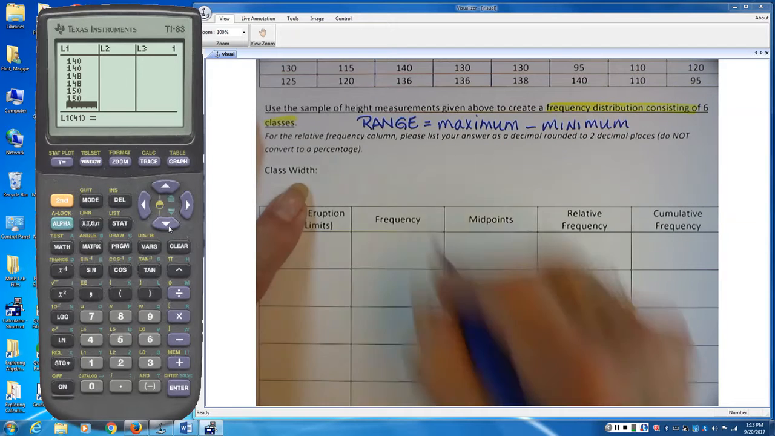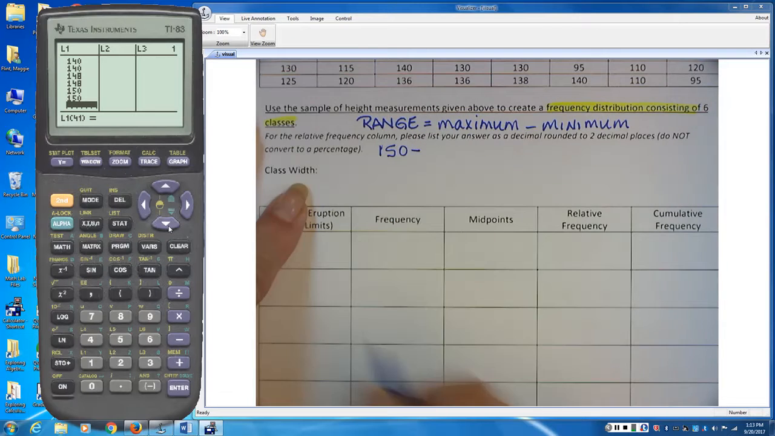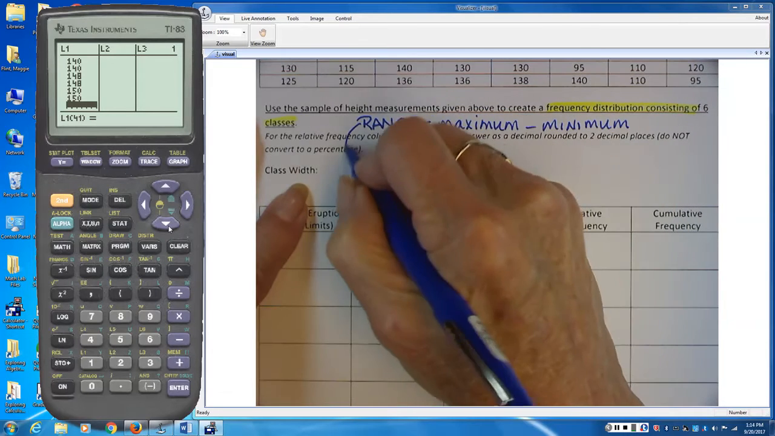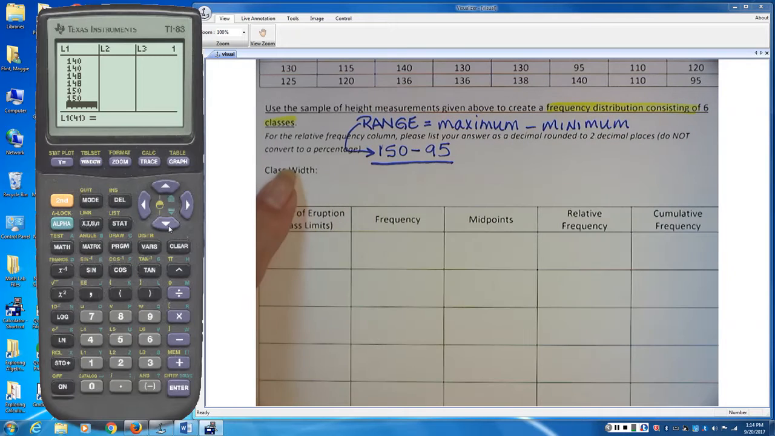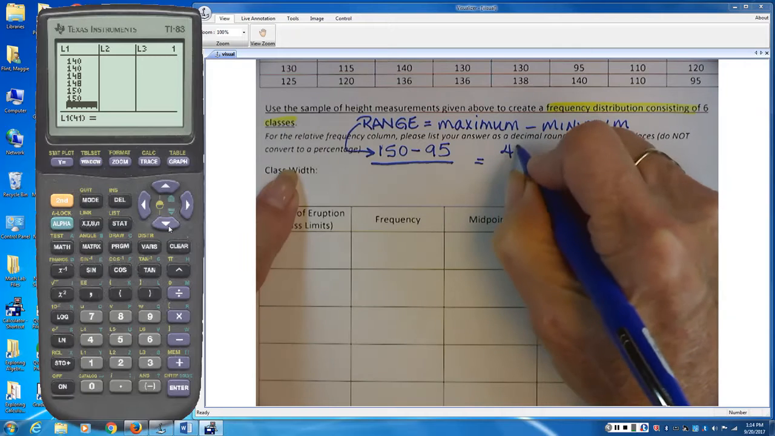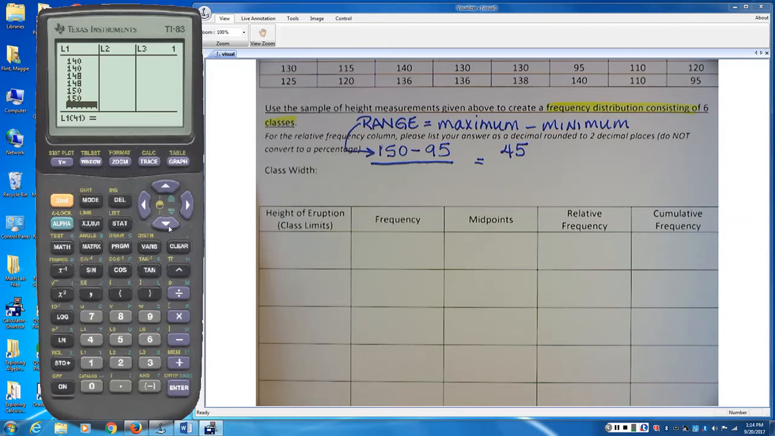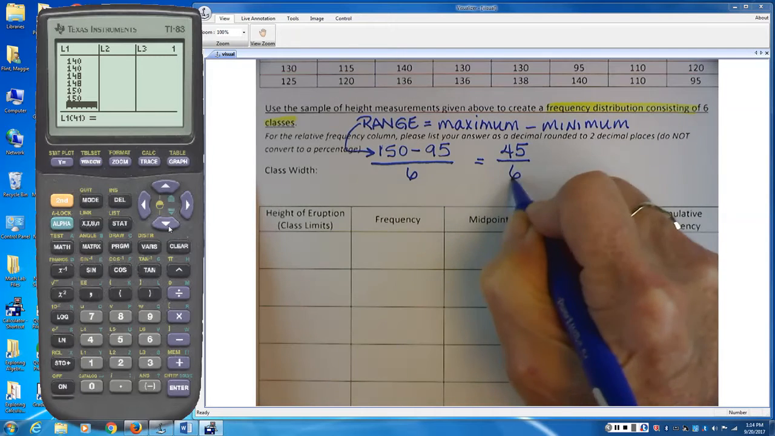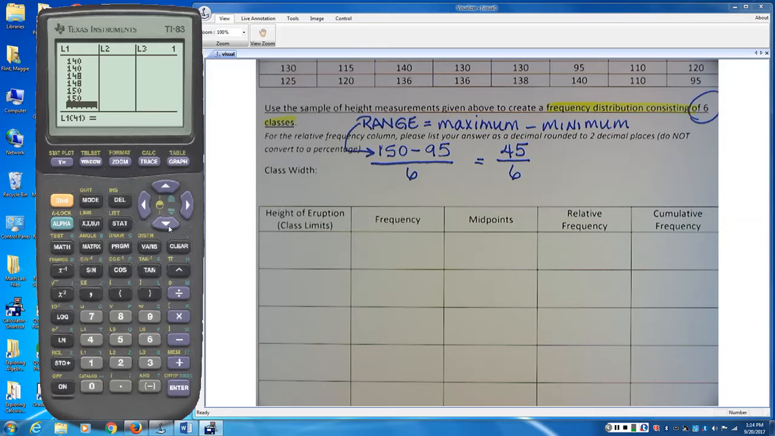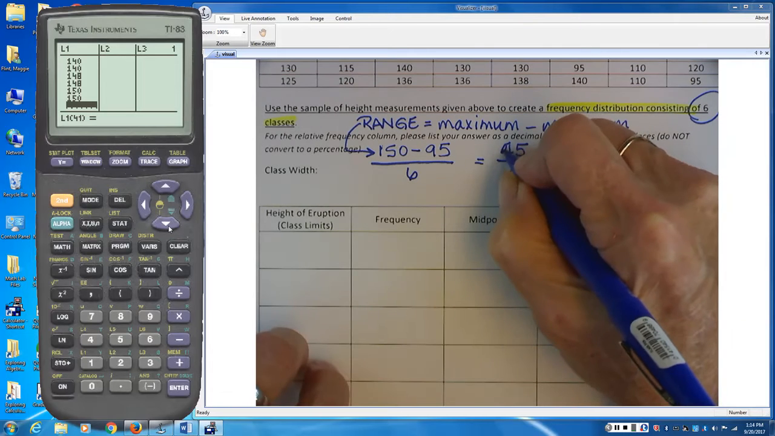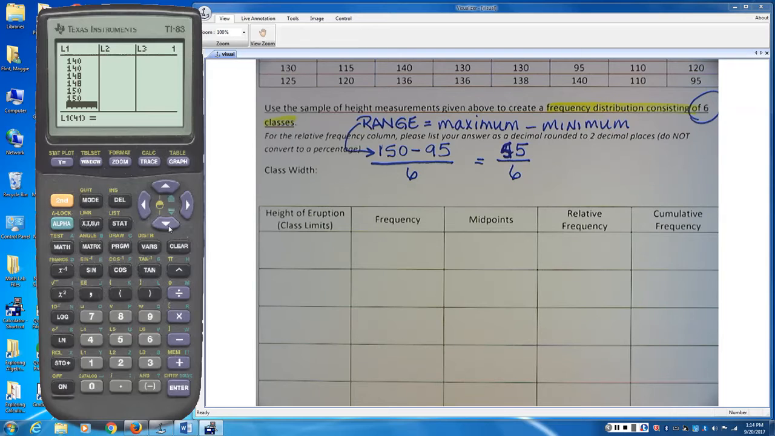and we know that the maximum was 150 and the minimum was 95. So 150 minus 95 is 45. And we're going to divide by 6 because that's how many classes we want, 6 classes. Yes, thank you. You would think a math teacher could do arithmetic. Zach, you got a bonus point. I put it on the class roll. Okay, so 55 divided by 6.